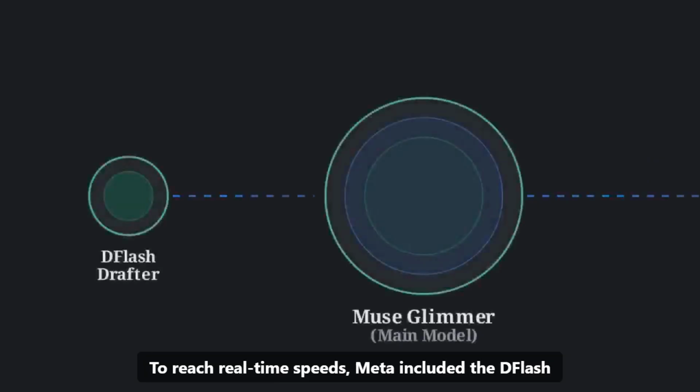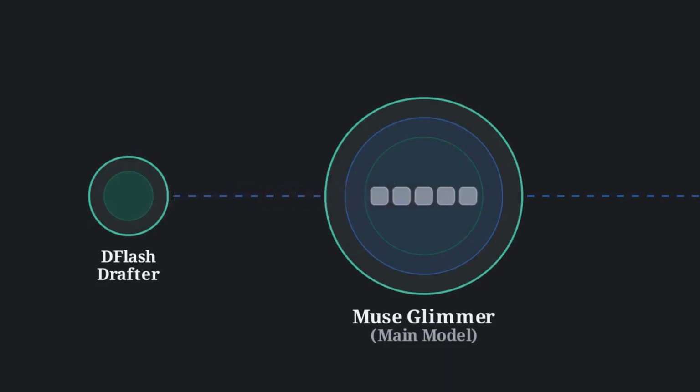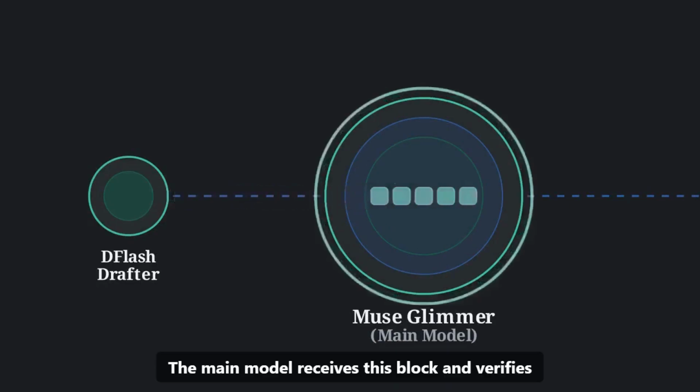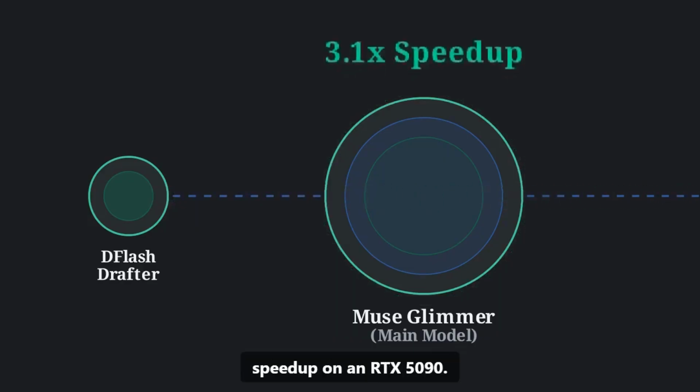To reach real-time speeds, Meta included the DFlash speculative drafter. A small network proposes 5 tokens at once. The main model receives this block and verifies correct tokens instantly in parallel, yielding a 3.1 times speedup on an RTX 5090.